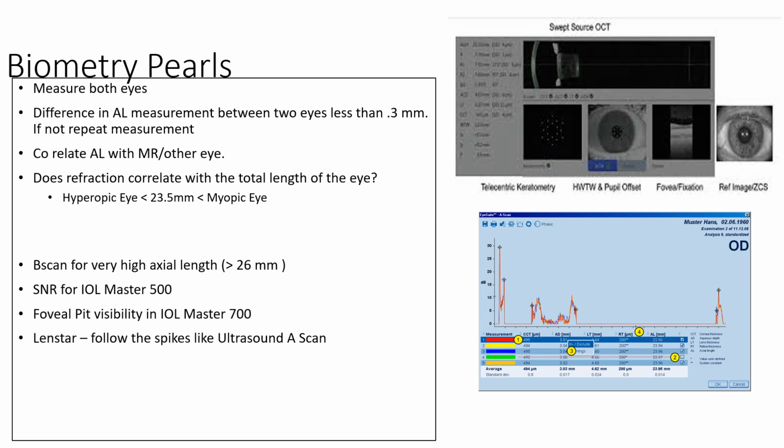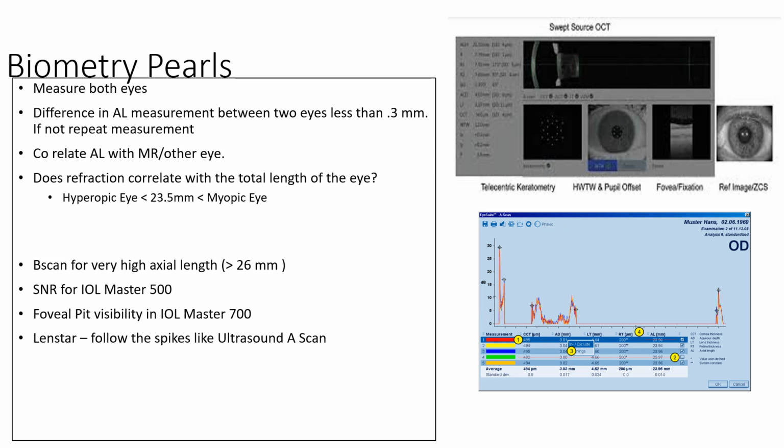A B scan should always be done where the axial length is more than 26 millimeters, to rule out posterior staphyloma. There is something called signal to noise ratio in the IOLMaster 500 and also in some other machines like the Tomey OA-2000. The signal to noise ratio should be high. Then only can we guarantee that the axial length measured is correct, because if the noise is too high, the axial length measured may not be accurate.